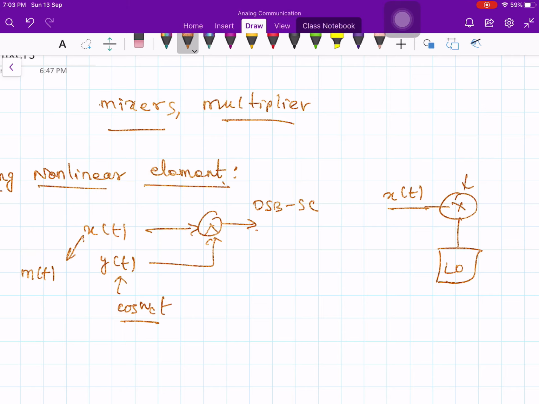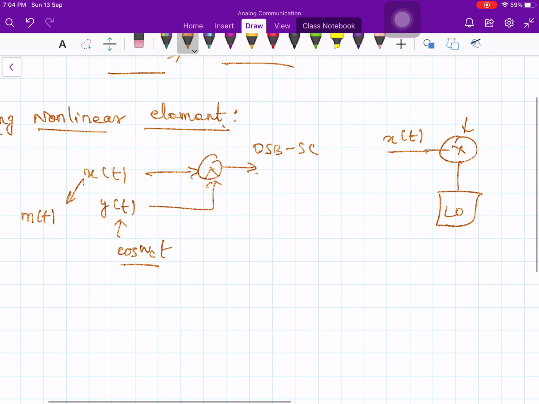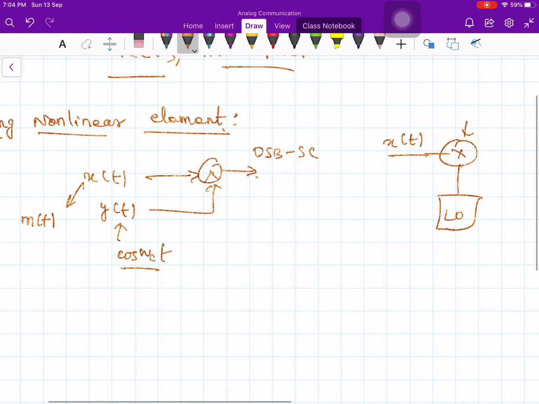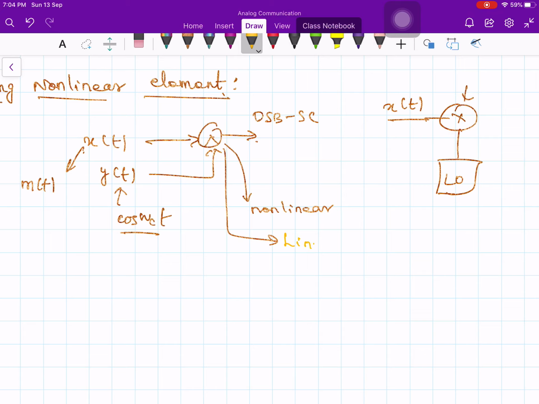Now how do we multiply? We know how to add signals, right? We know how to subtract signals. That is not a big thing. But multiplication is possible by using only non-linear elements in the circuit. Using linear elements, it is impossible to do that. So multiplication is done with the help of non-linear elements, and if you use linear elements, you cannot do the multiplication of two signals.